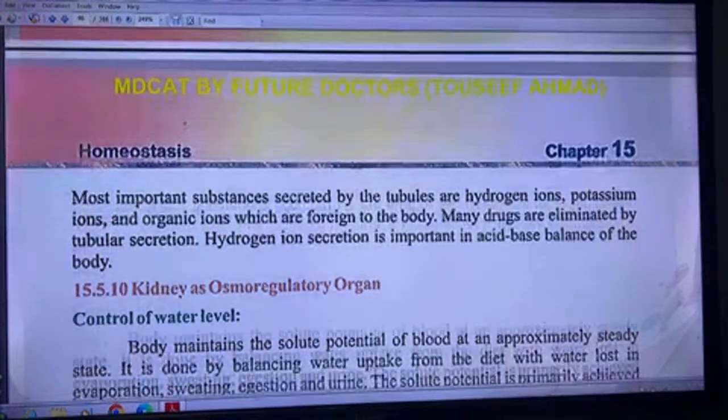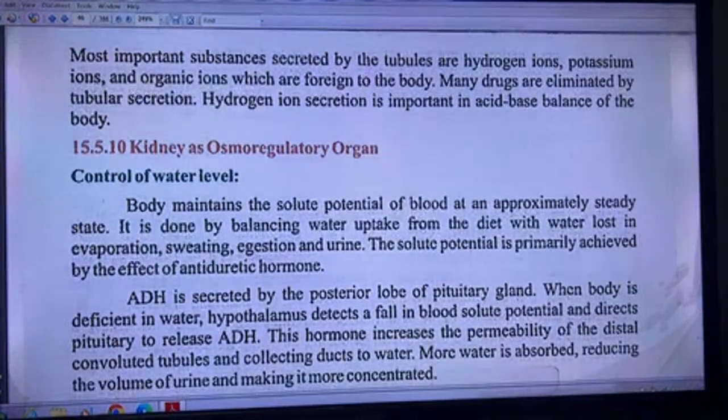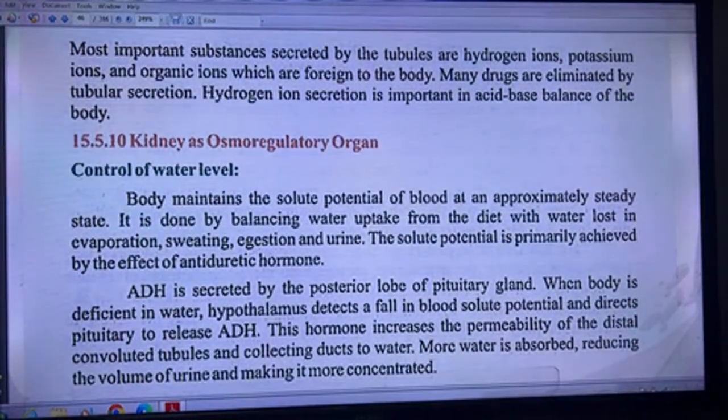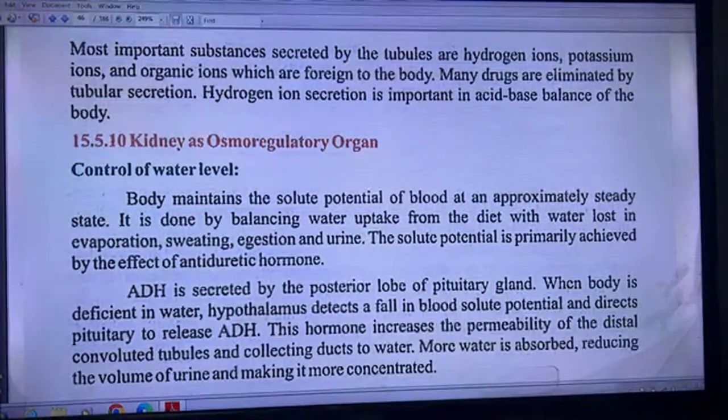The most important substances secreted by tubules are hydrogen ions, potassium ions, and organic ions which are foreign to the body. Many drugs are eliminated by tubular secretion. Hydrogen ion secretion is important in the acid-base balance of the body. The kidney is an osmoregulatory organ.